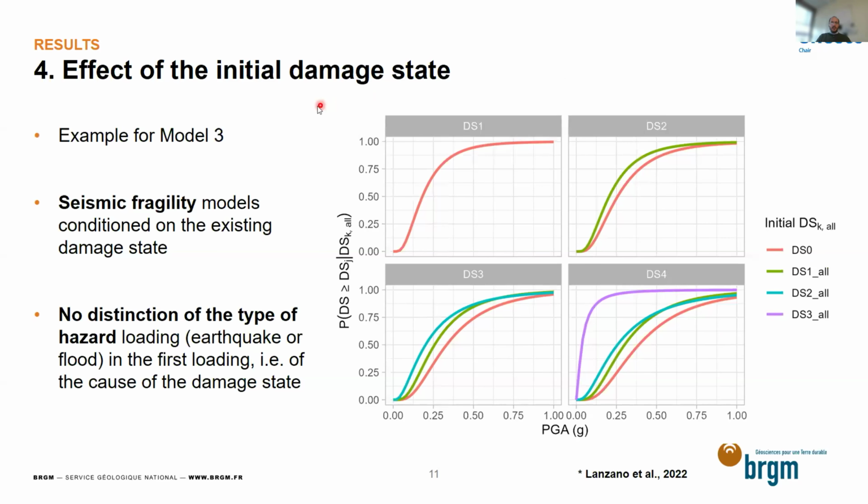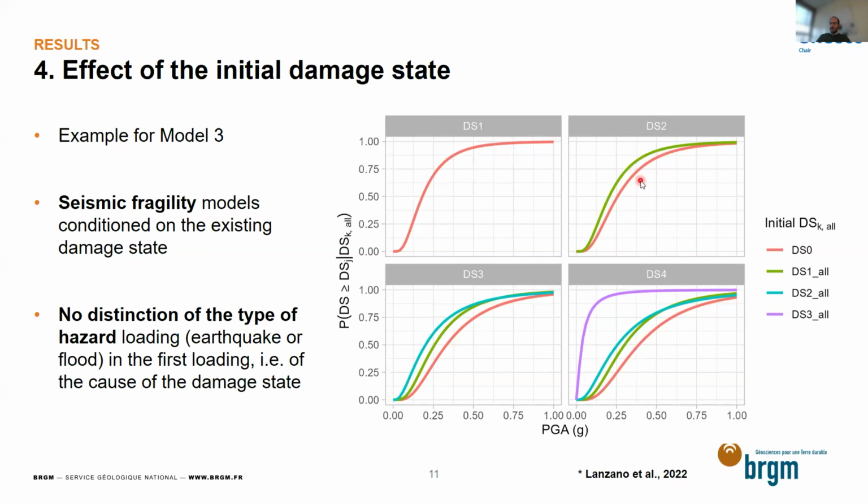So let's take a look at the effect of the existing initial damage state on the fragility curves. So here we see the results where in the first loading step we have either a flood or an earthquake. We don't separate the two. And we take the responses from the second loading step and we calculate the fragility curves for damage state 1, damage state 2, 3, and 4. And for example, here we see the fragility curves for damage state 2, considering that the building is undamaged. This is the red or the orange line, and considering that the building already is in damage state 1 due to the loading in the first step, which is the green fragility curve.